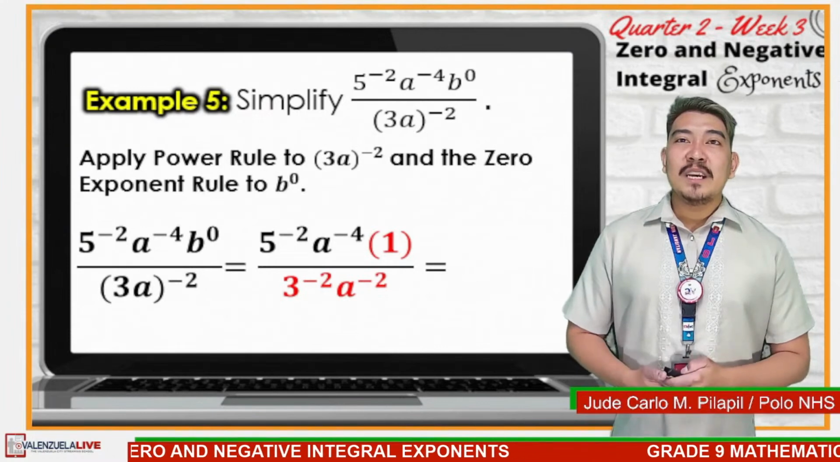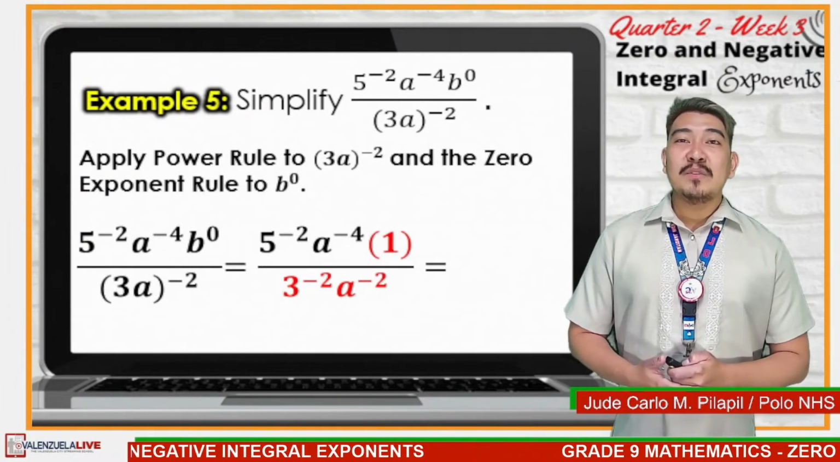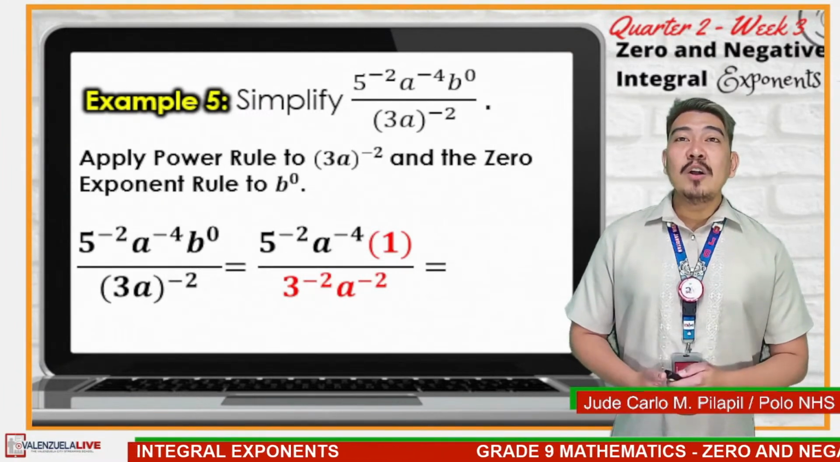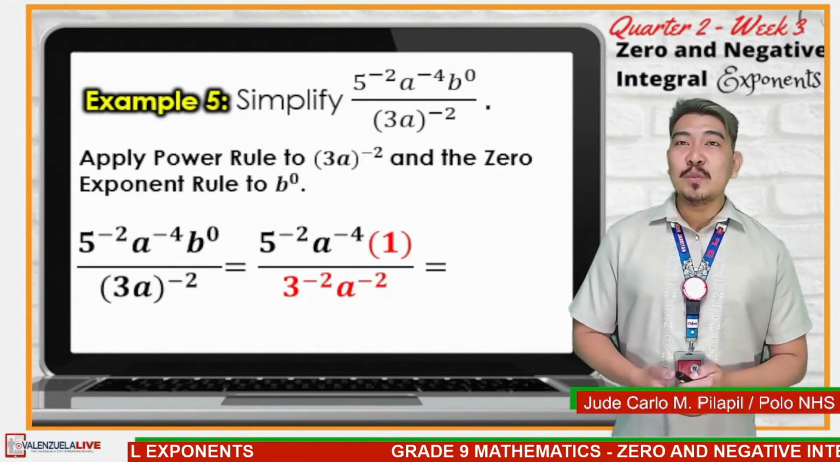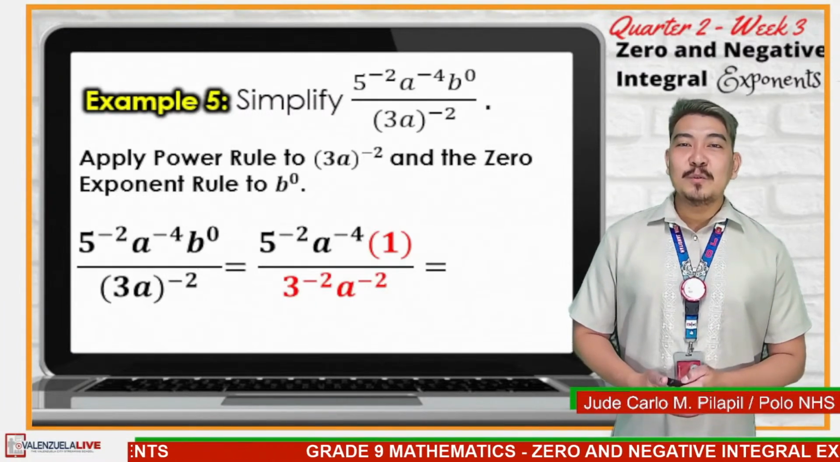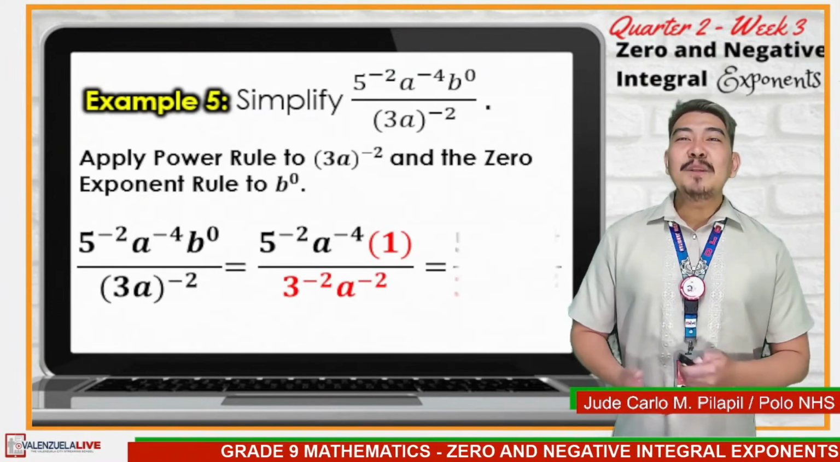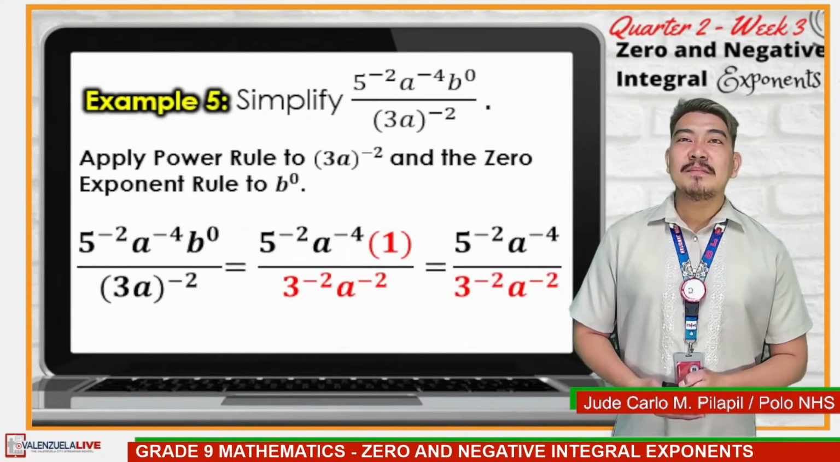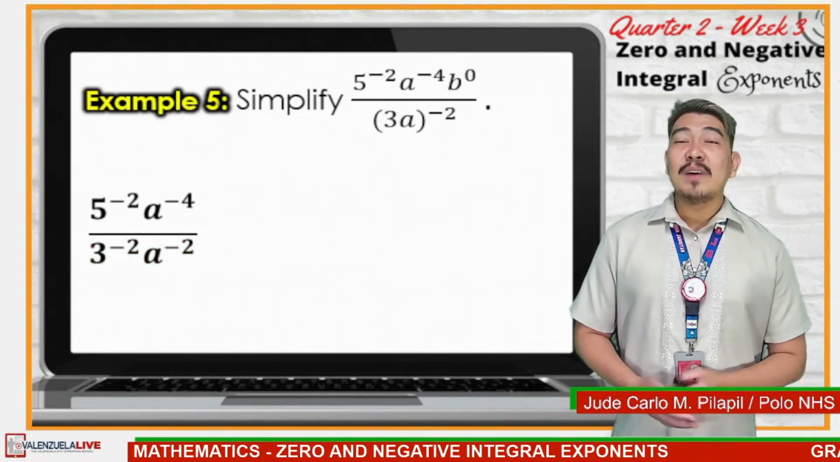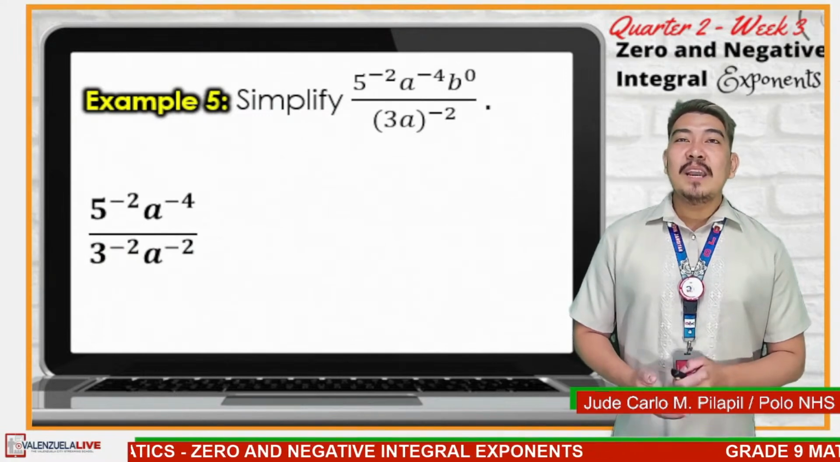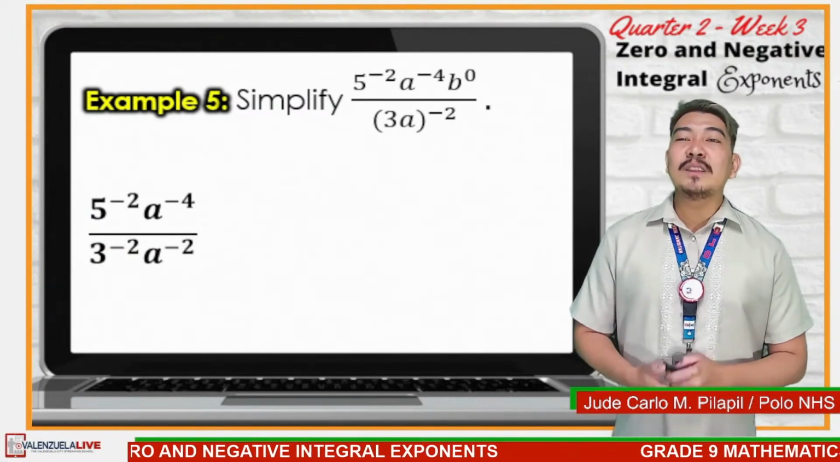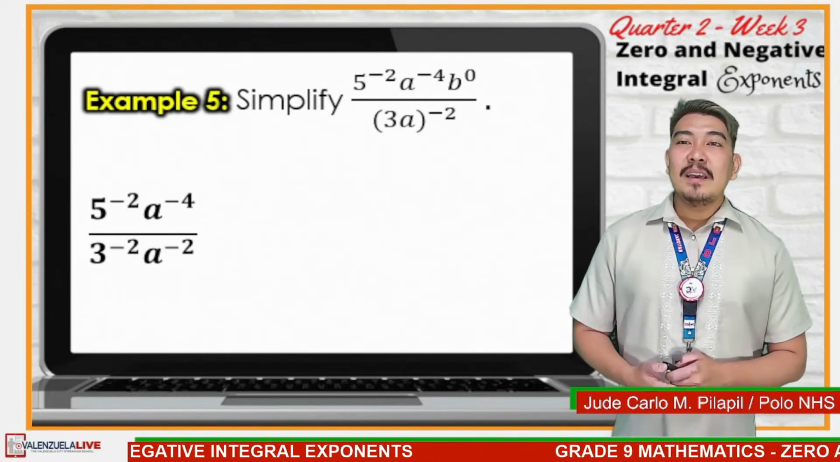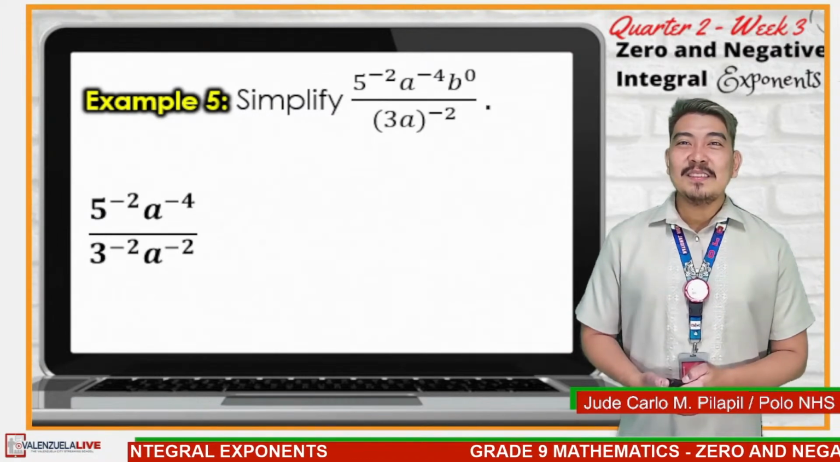5 raised to negative 2, a raised to negative 4 times 1, all over 3 raised to negative 2, a raised to negative 2. Simplifying this expression, we now have 5 raised to negative 2, a raised to negative 4, all over 3 raised to negative 2, a raised to negative 2.